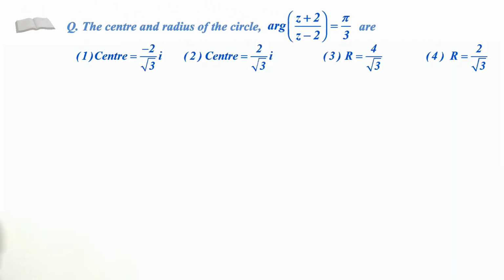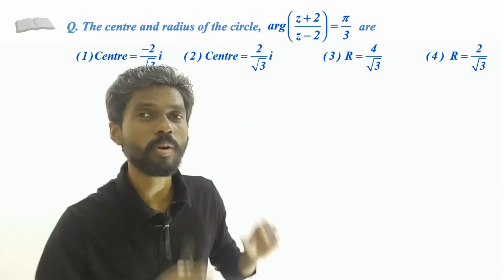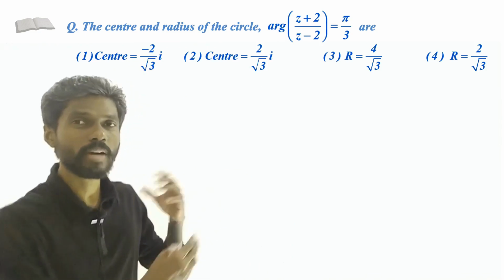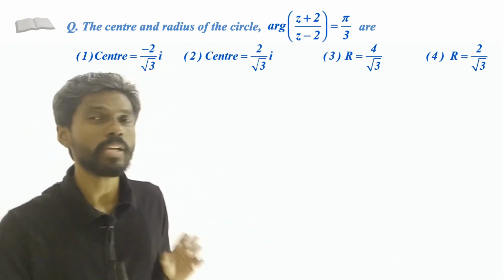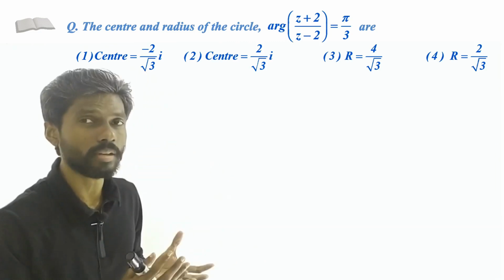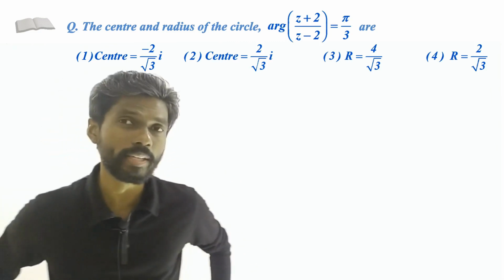This equation is of the same form, right? So the argument of (z minus a) divided by (z minus b) equals some angle, pi by 3 here. So that means it is a part of a circle, an arc of a circle. We have to find the center of that circle and also the radius of that circle. All right, let us find it.